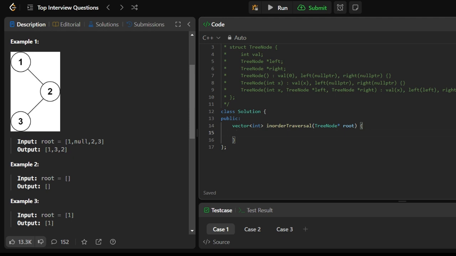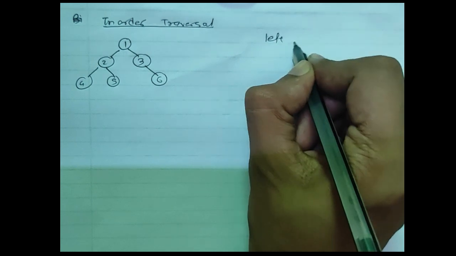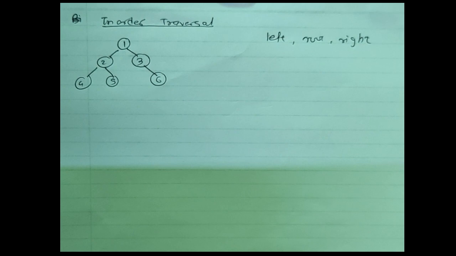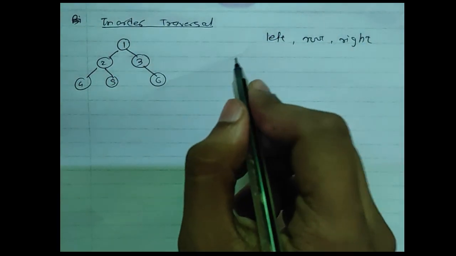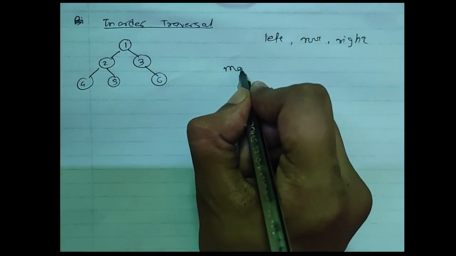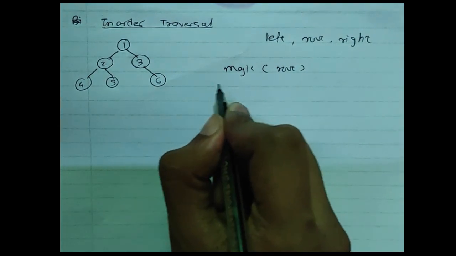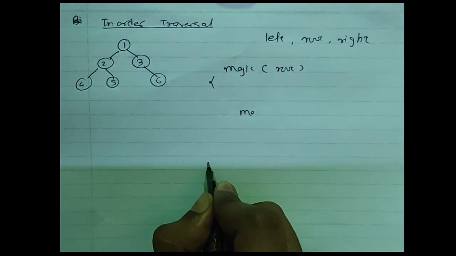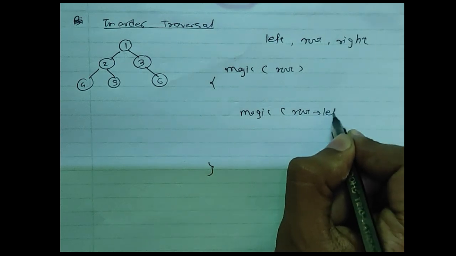Let's understand the approach. In order traversal, we will first check the left, then the root, then right. So for in order traversal, we will make a magic function which will contain a root. Then we will check left. So magic of root's left.